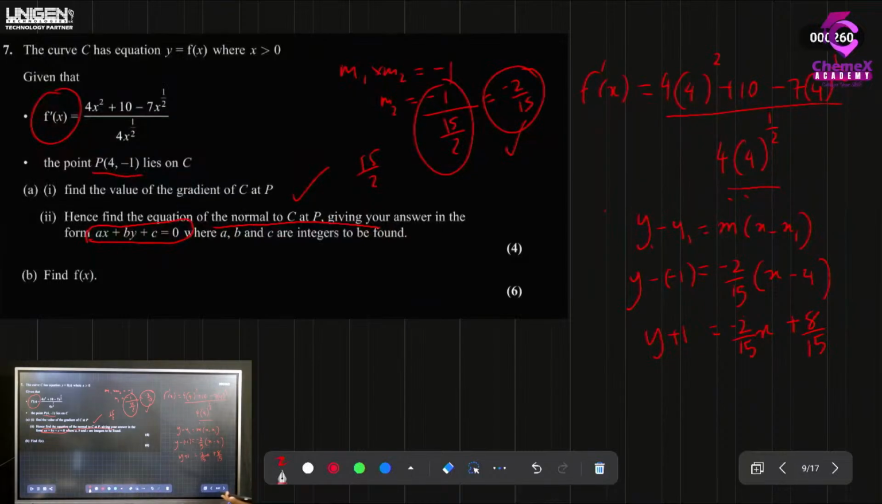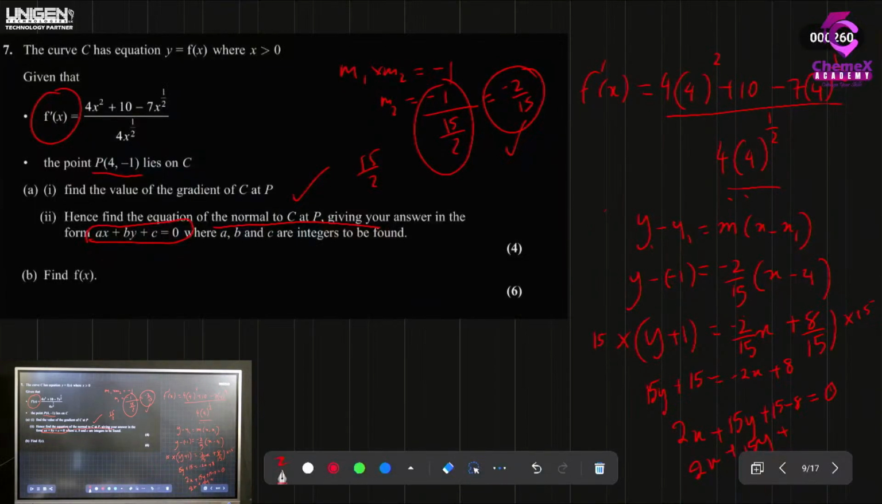We can multiply everything by 15. So 15y plus 15 equals minus 2x plus 8. I multiplied both sides by 15. Medusa, if you don't understand, ask. Then take the x to one side: 2x plus 15y plus 15 minus 8 equals 0. So what do you get? 2x plus 15y plus what?